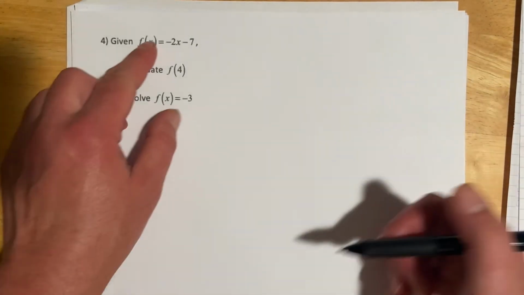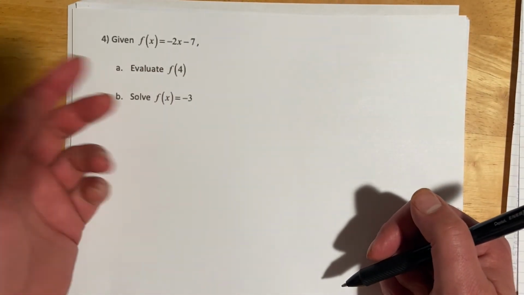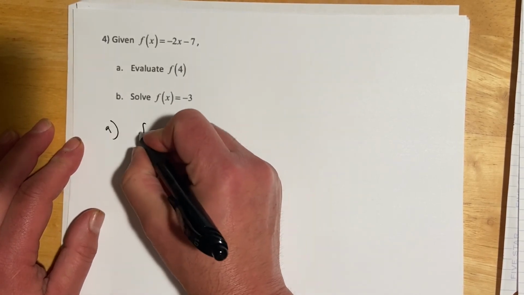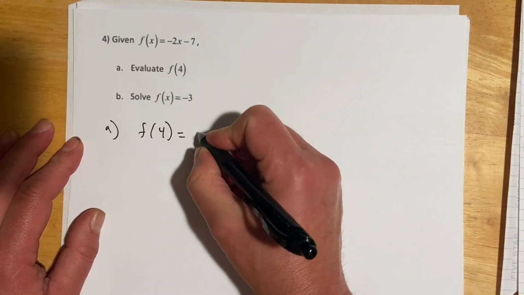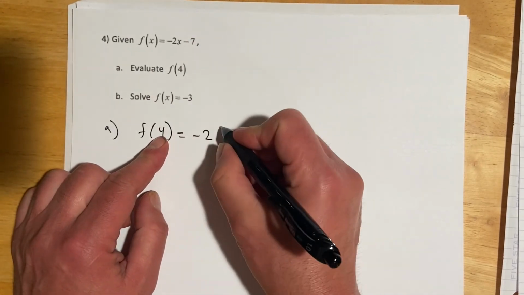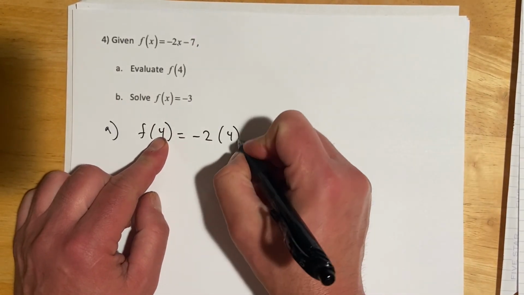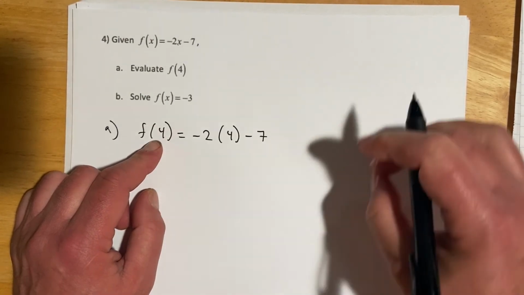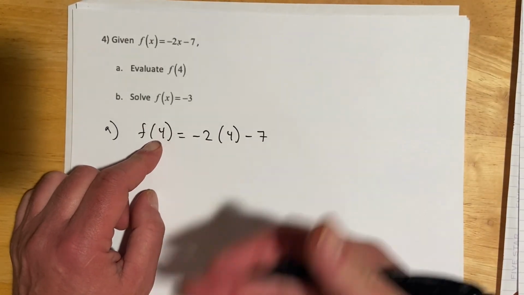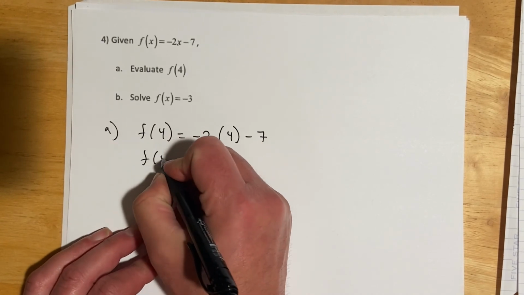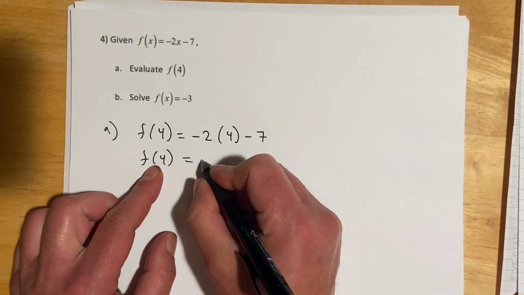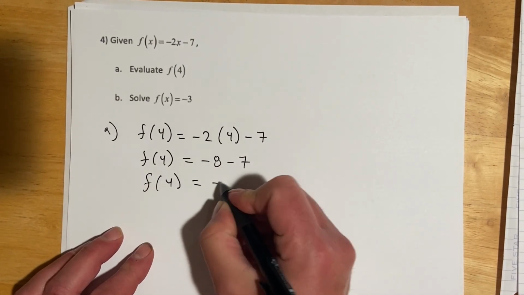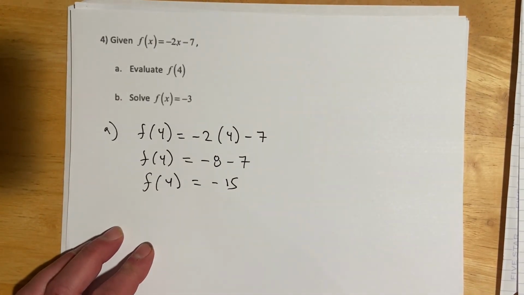Same exact idea, except this time f of x is going to be an equation. So for part A, evaluate f of 4. That just means any place that there's an x, we're going to substitute a 4. So we're letting x equal 4 and then seeing what happens. Before we got to just read it off a graph, now we have to actually do a little bit of work. So when x is 4, we get negative 8 minus 7, or f of 4 equals negative 15.